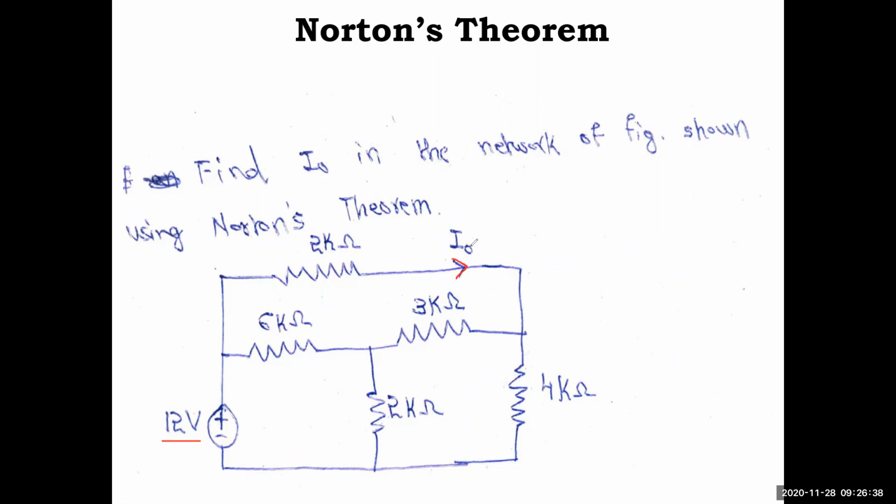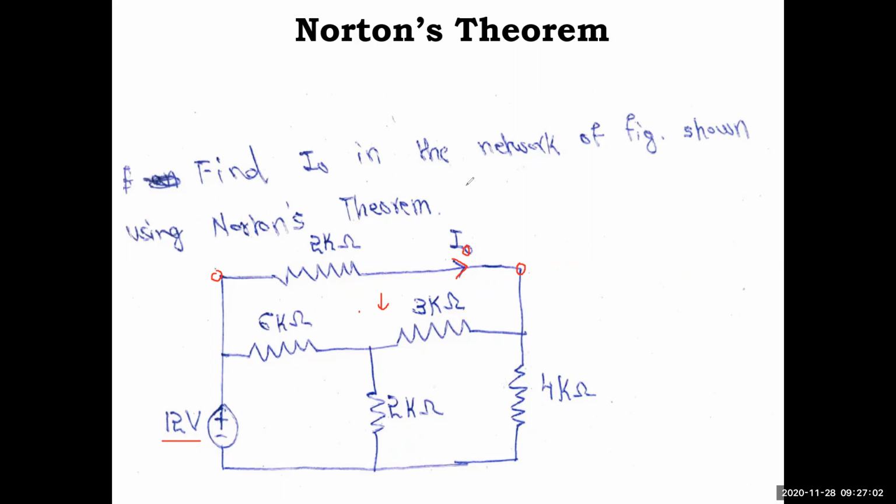You have to find the I naught current, meaning what? This is nothing but acts as a load now. So you have to open this. Normally it will come on the right side, right? So now it has come on the upper side. So you have to open this terminal, and you have to find the IN and RN looking into the top. So how they are connected, accordingly you have to find.